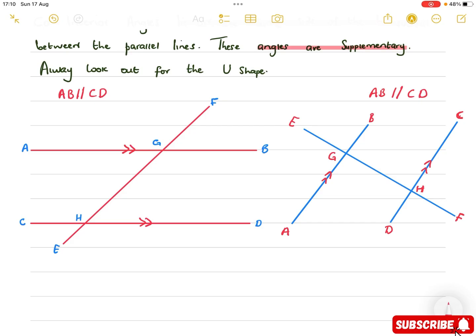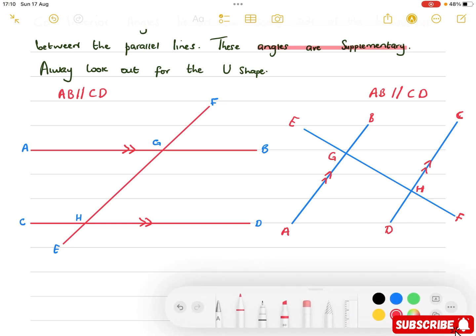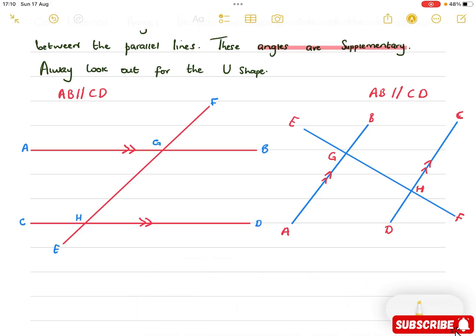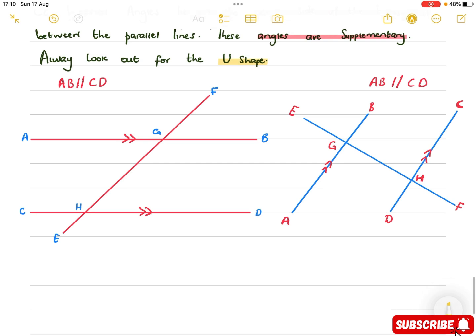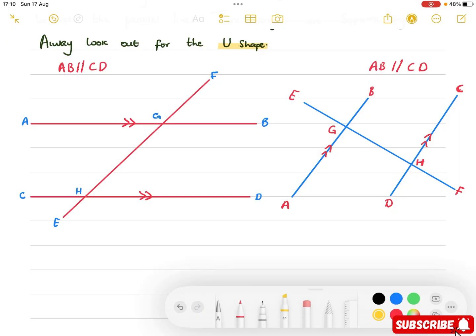So in this case, when you look at co-interior angles, we always look out for a U shape. A U shape can be in any orientation as long as you see a U shape. The angles that are inside there have to sum up to 180 degrees, because we said that those angles are supplementary. And by being supplementary, that means they add up to 180 degrees.